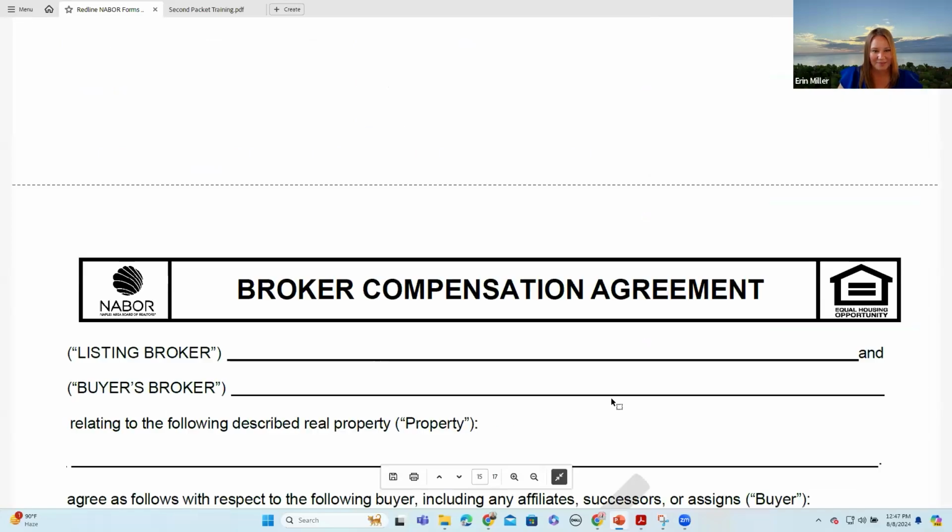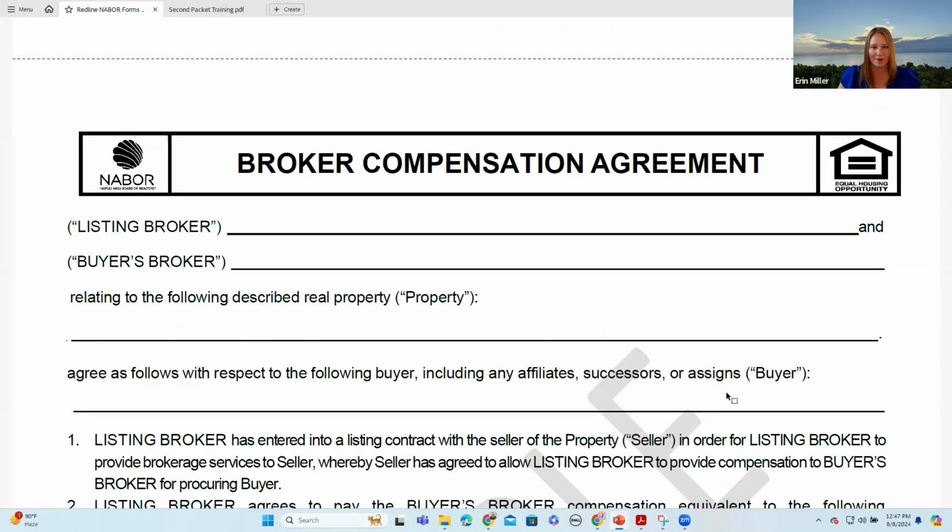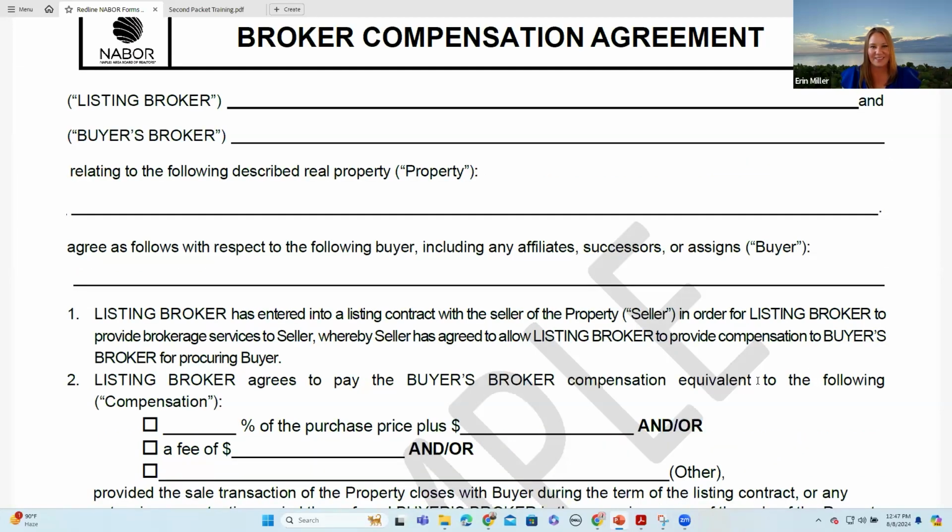The next form that we have is the broker compensation agreement. This is a brand new form, created for the purpose of documenting the agreement between a listing broker and a buyer's broker for that listing broker to pay a portion of the compensation that is being collected under that listing agreement to the buyer's broker. So it's, again, an agreement between our listing broker and our buyer's broker documenting what we used to see on MLS. Now we don't see offers of compensation on MLS. There are no compensation fields in our MLS anymore.